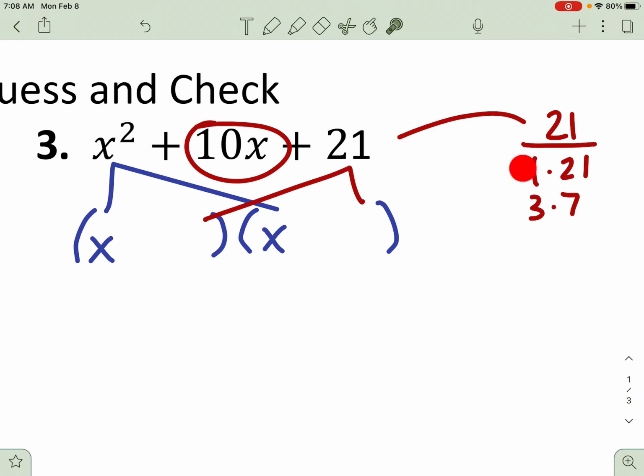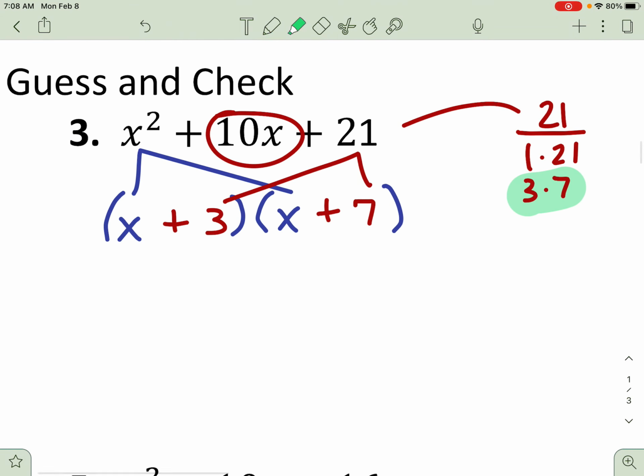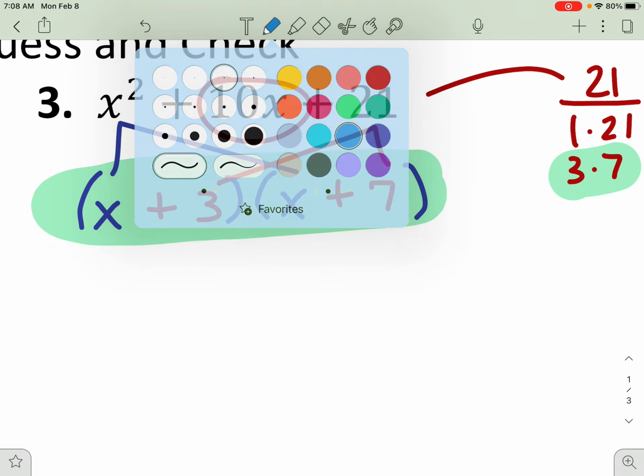So of those factors, which one of those, when I add them together, so like 1 plus 21 or 3 plus 7, which one would give you 10? Well, it would be this one, right? 3 plus 7. So those are my factors that I'm going to use here. And again, we said they both have to be positive. Okay, so this is technically our answer, if we've done this correctly. That's what it factors into. X squared plus 10x plus 21 factors into x plus 3 times x plus 7.